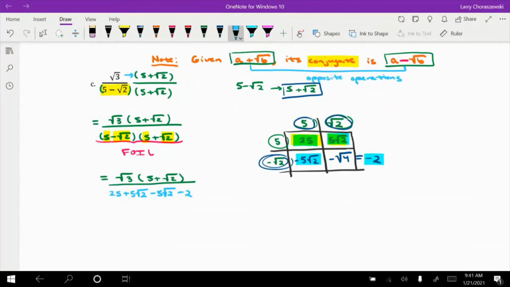Now it looks like we still have radicals in the denominator, but do we really? We've got 5 radical 2 and minus 5 radical 2. What's going to happen with these two terms? They're going to cancel. Yep. But there is some stuff still left over, namely 25 and minus 2. We're going to add those together, or subtract them, to get 23. And on top, we'll just continue on writing out that same expression.